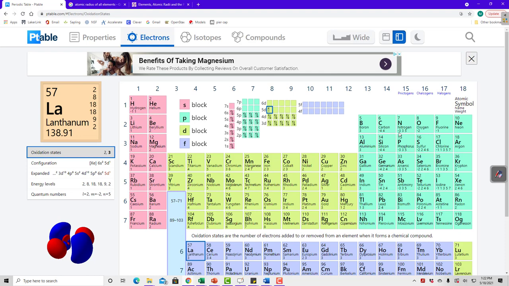So I might gain three. If I gain three electrons, I'll have a full shell, and that would give me a negative three oxidation state. Oxygen would gain two electrons to get a negative two. Fluorine would gain one electron to get a negative one. And so you can see here that if we look at the transition elements, many of them have more than one oxidation state.